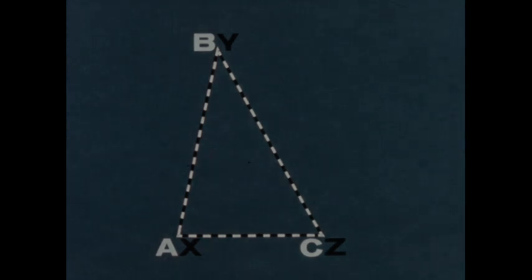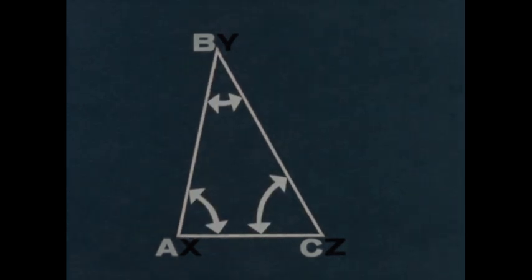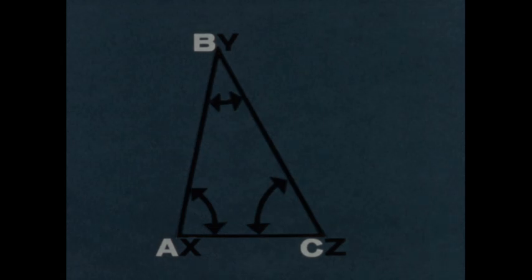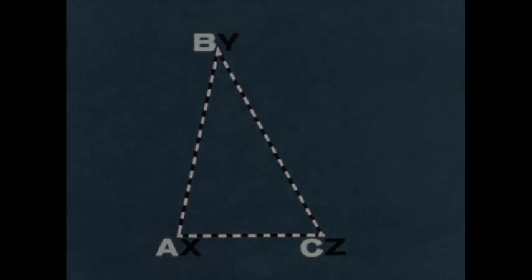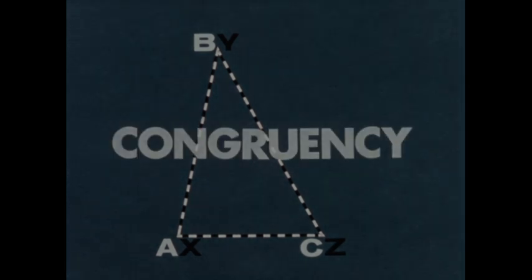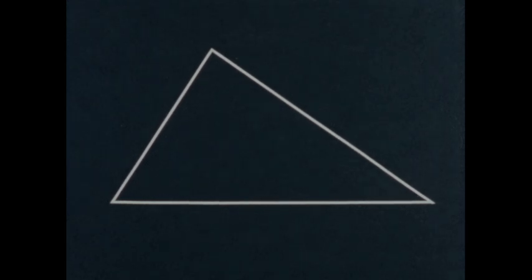We see that if 2 triangles are congruent, all 6 parts of one triangle, 3 angles and 3 sides, are equal respectively to the 6 parts of the other. The triangles are also equal in area. Congruency will help us demonstrate how we derive this formula for the area of a triangle. Area equals 1/2 the base, B, times the height, H.